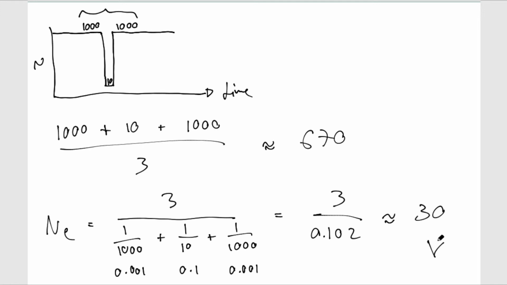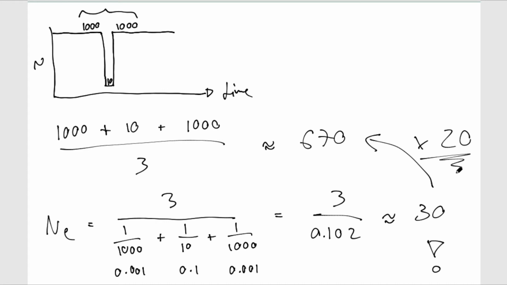Okay, and I'm going to put an exclamation mark here because this is quite remarkable, right? What this means is that the effective population size is 30, and you could have been forgiven for thinking the effective population size is the arithmetic mean, the average, which would be 670, but you would have overestimated by more than a factor of 20, so quite substantial.